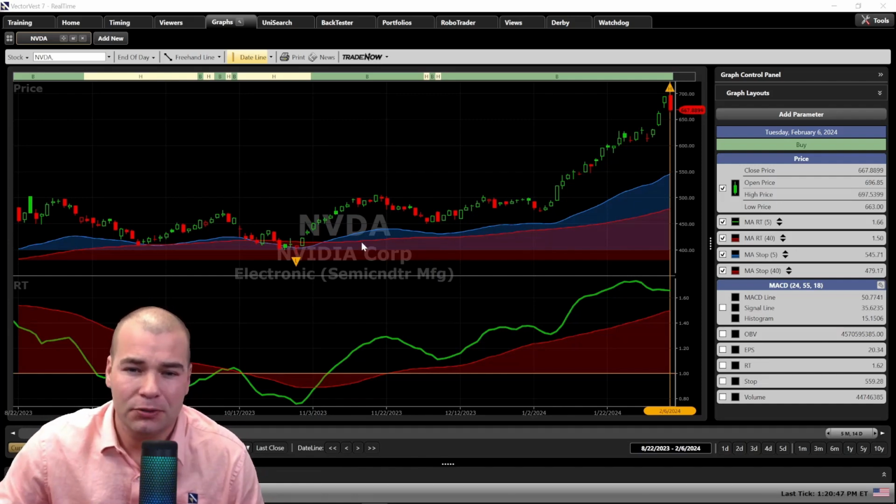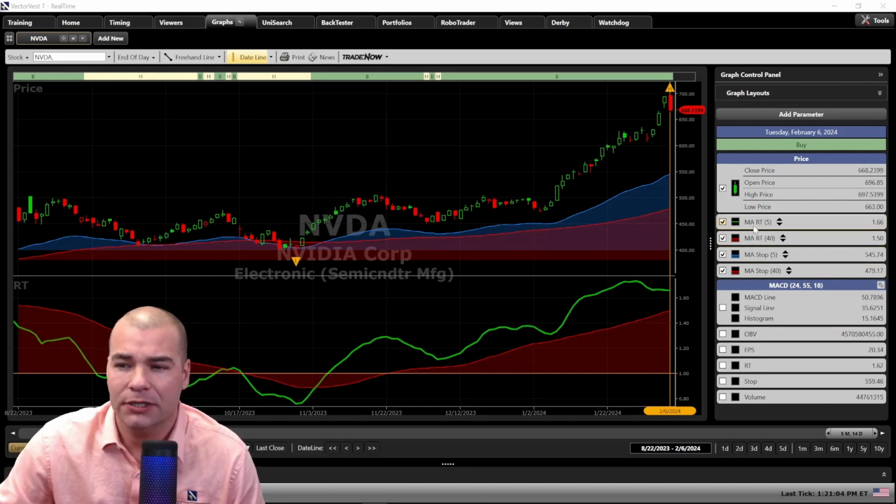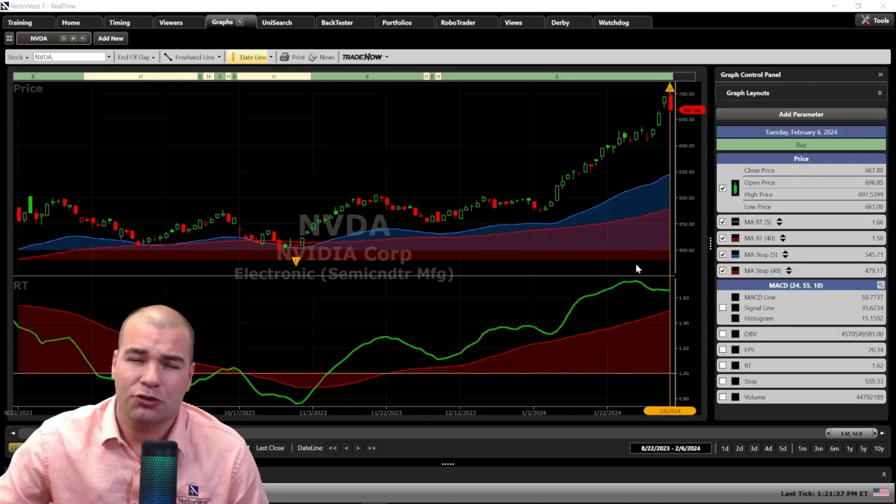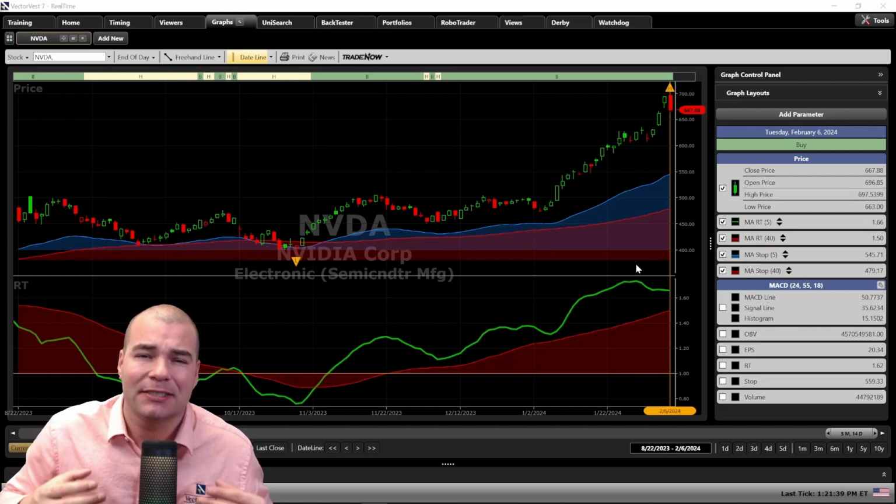You can see the blue and red shaded line here. This is actually a moving average of our stop price. We have a 5-day moving average of our stop price and a 40-day moving average of our stop price. And down below, we have a 5-day moving average of our RT, or relative timing, and a 40-day moving average of RT, or relative timing. Now our stop price is less subject to change than the RT itself. So the stop price does a great job of actually giving us a sense of trend.